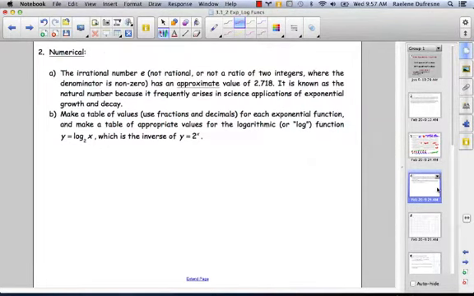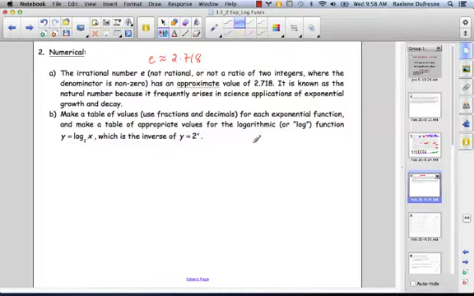Numerically, some interesting facts or relevant facts about exponential functions are the irrational number e. e is approximately 2.718, but it's exactly called or equal to e. This is a number that is not rational, so it is not a ratio of two integers, and it frequently arises when we are talking about exponential growth and decay problems, like radioactive decay, population growth, or compound interest in finance. So let's make a table of values using fractions and decimals for each of the following exponential functions.